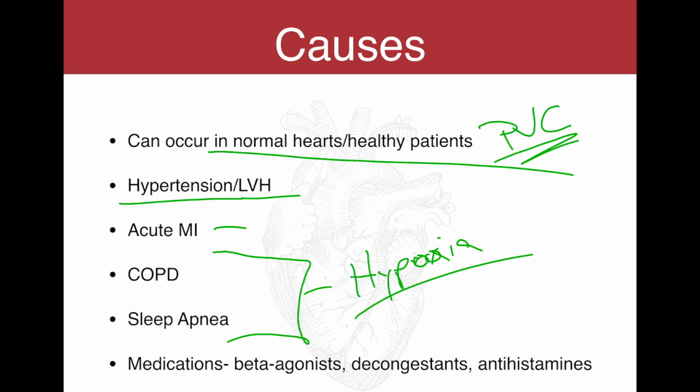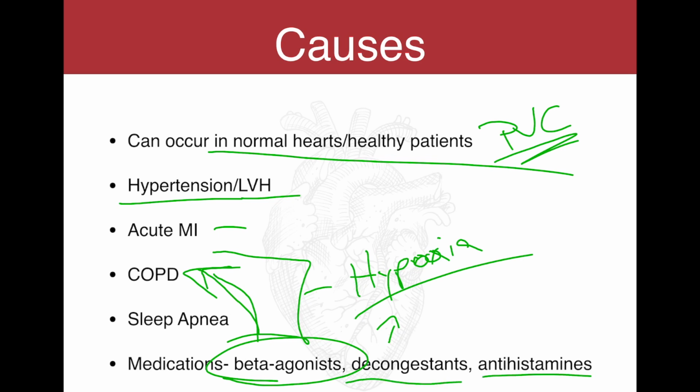Now, medications can also be responsible for this. So beta agonists we often would give to patients with COPD in order to help them breathe a little better. Well, this is going to speed up the heart rate, it's going to speed up the irritability, and we've already got a patient who's hypoxic, so that just further increases the risk for this ectopy. Decongestants and antihistamines, if you've ever taken Sudafed, if it bothers you like it bothers me, you'll feel that pounding in your chest, and you can have some ventricular ectopy because of that as well.